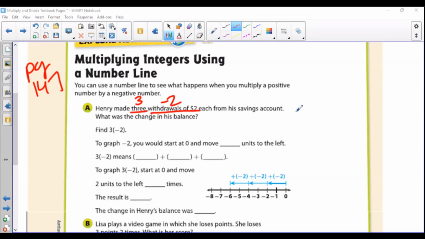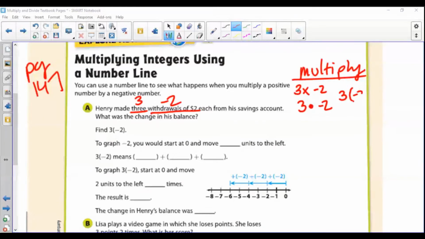Now, there are a lot of different ways we can show multiplication. To mean multiplying, there are 3 ways we normally show it. For example, I can use a multiplication symbol: 3 times -2. I can say 3, and sometimes some people put a little dot, -2. That also means to multiply. Or I can put the numbers right next to each other with the parentheses in between, so 3 parentheses -2. All of these mean to multiply.